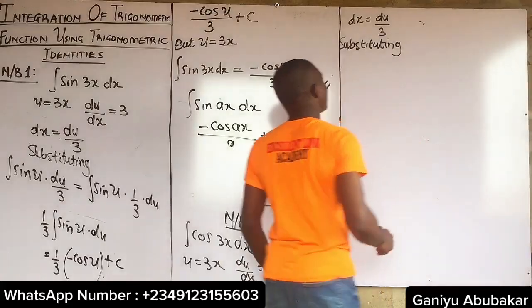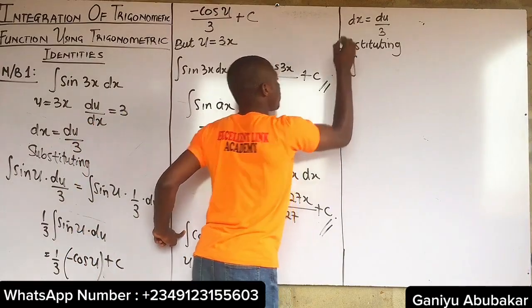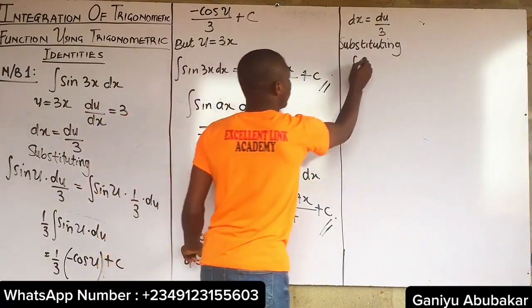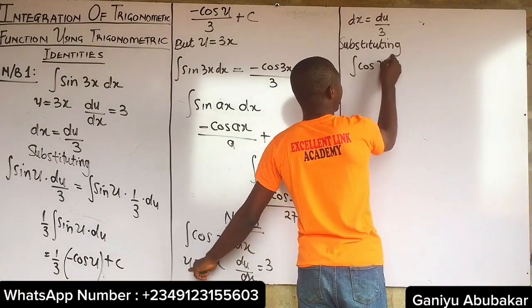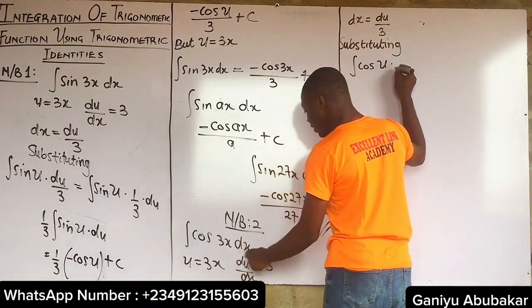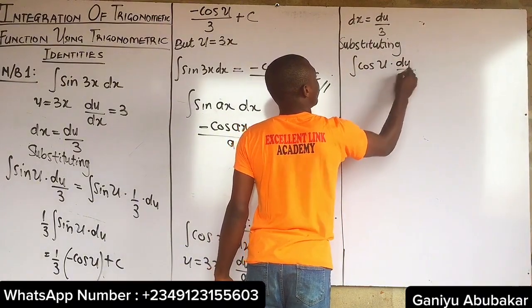If I substitute, what do you get? I have the integral symbol. Next up, cos. We just had 3x to be u now, so I'll have u here. And dx is now what? du over 3. I have du all over 3.